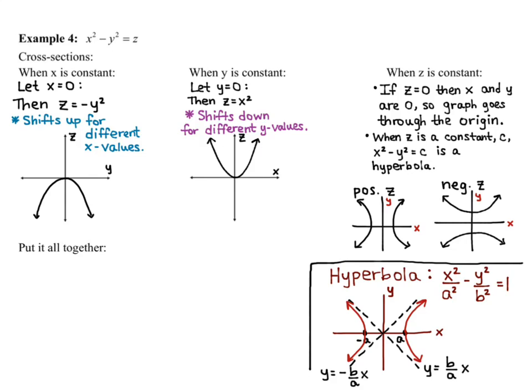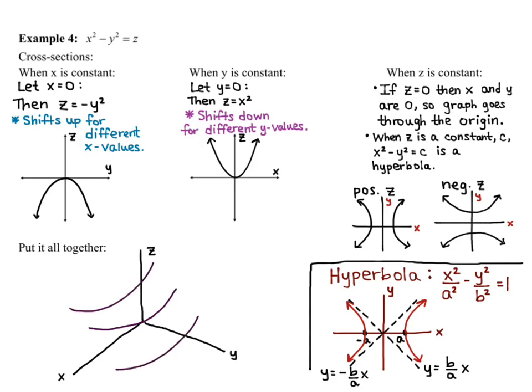Okay, now I want to put all of this together. So I have my x, y, and z axes. Let's start with z equals x squared. So I have z equals x squared on the xz plane. And remember that can shift down for different values of y. So I have different parabolas as I move my y value. Okay, now I have z equals negative y squared on the yz plane. So I have my parabola opening downwards, and for different values of x that will shift up.